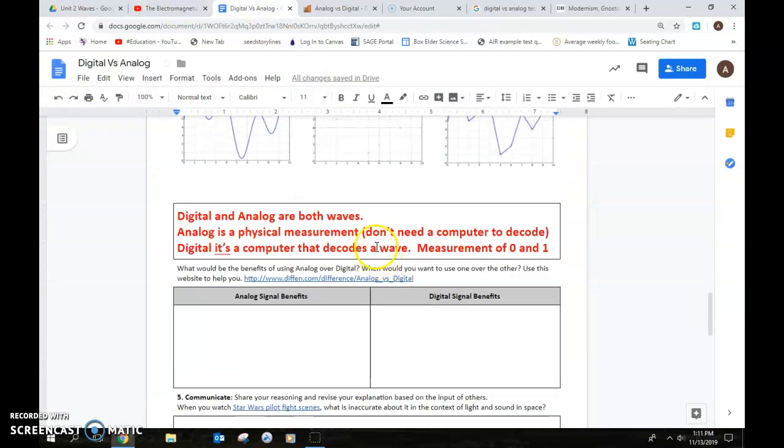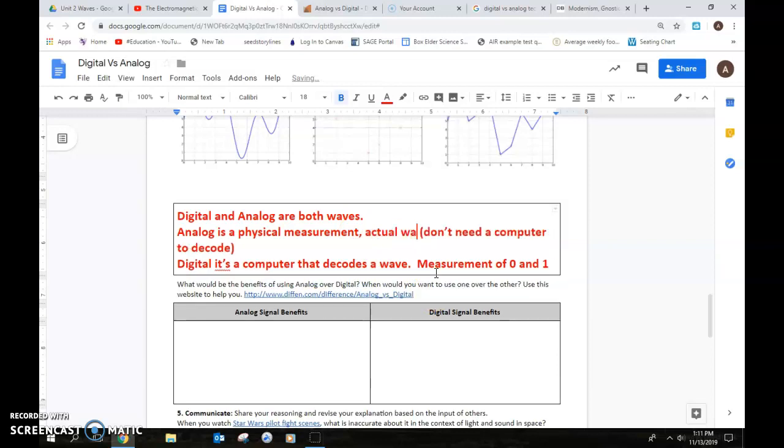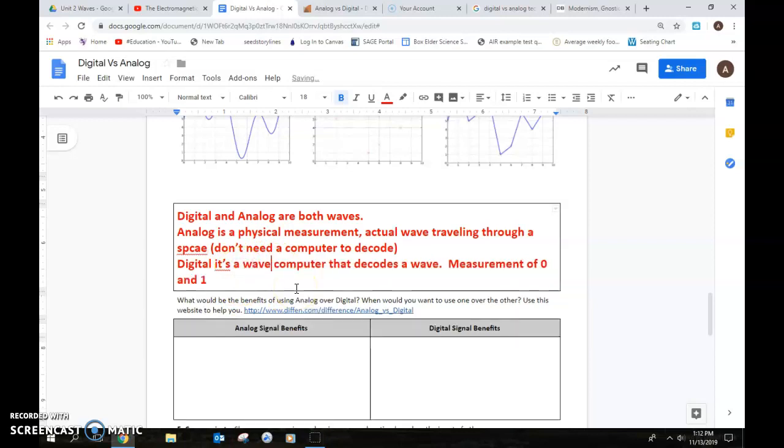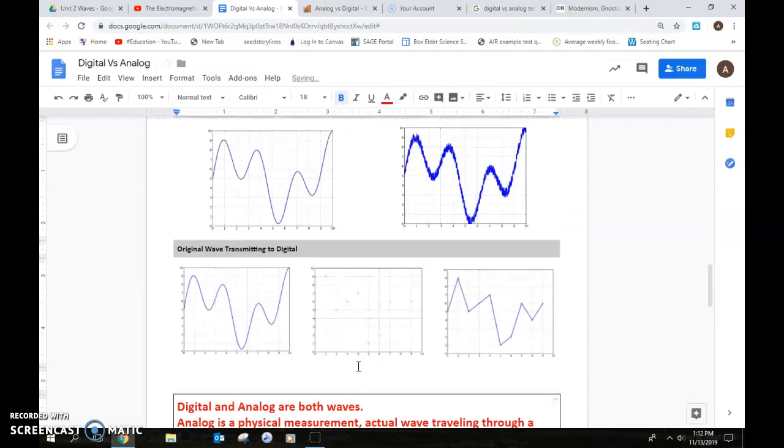So going right here, digital and analog are both waves. Analog is a physical measurement. So it's basically the actual wave traveling through a space, and you don't need a computer to decode it. Digital is a wave, but a computer decodes the wave and puts it in measurements of 0 and 1. So let us show you how that works.